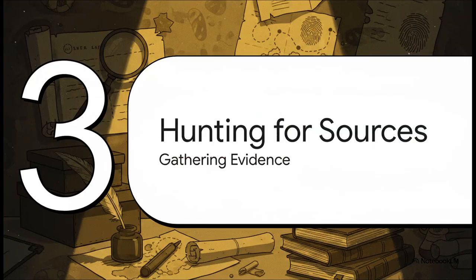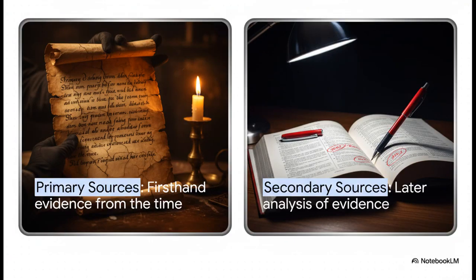Section 3. Hunting for sources. The planning is done. We're now entering the most suspenseful part of the methodology, hunting for the physical evidence of our historical cold case. We need sources. So the crucial point is understanding exactly what kind of evidence you actually have in your hand. On one side, we have primary sources. This is your first-hand evidence, the eyewitness testimony.